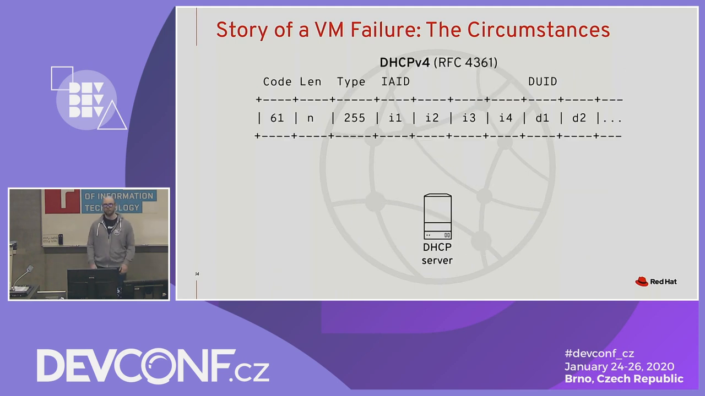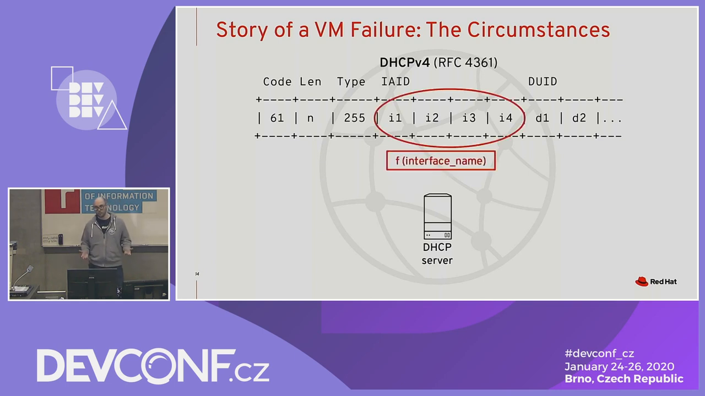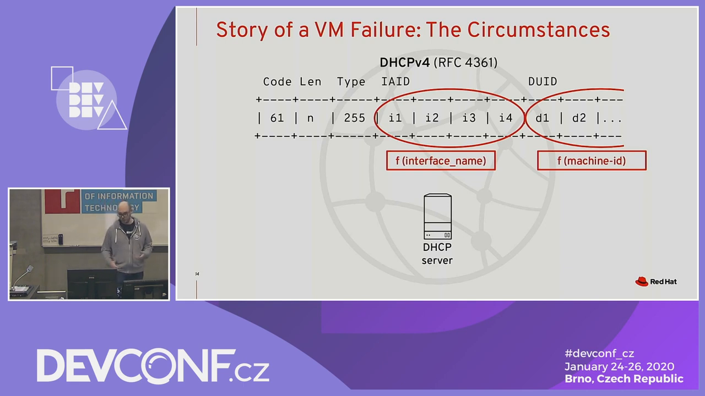So systemd-networkd uses this extension, and what it does, in order to generate an identifier for the identity association ID, that is, to map the interface in the host, is use a function that is based on the interface name. Unluckily, in your VM clones, the interface name will be the same, even if you change the MAC address. Regarding the DUID, systemd-networkd will do a smart thing: it will use something that is guaranteed to be unique in the host. And we've seen that for Linux hosts, the configuration of a unique identifier is in the machine ID file. So it will use a function of the machine ID. As we have already said, the machine ID is not changed automatically when you clone your virtual machine.